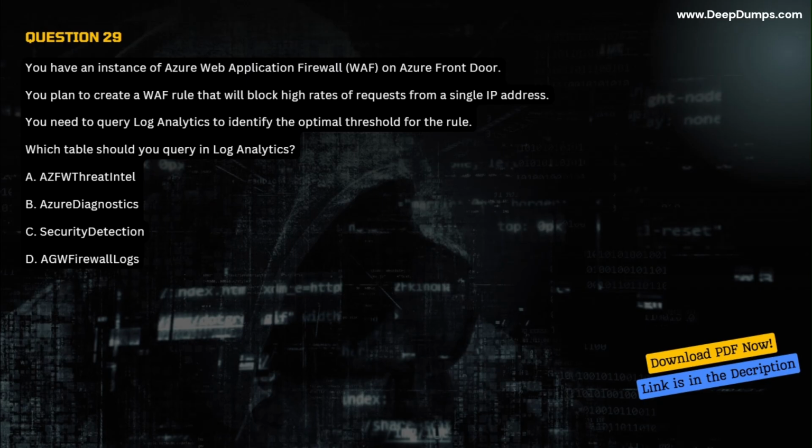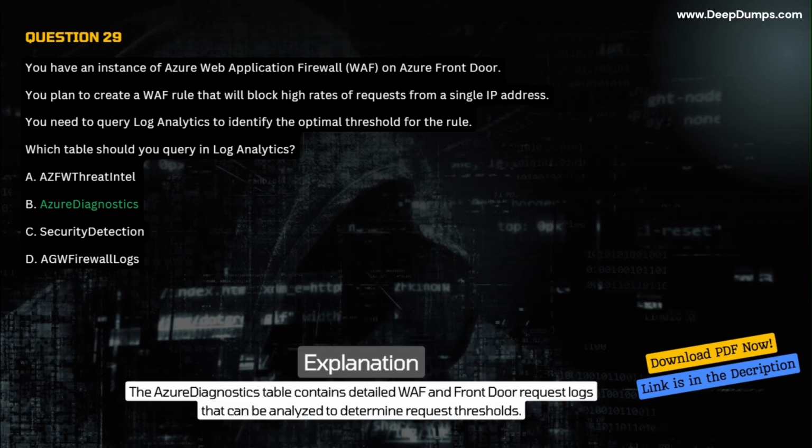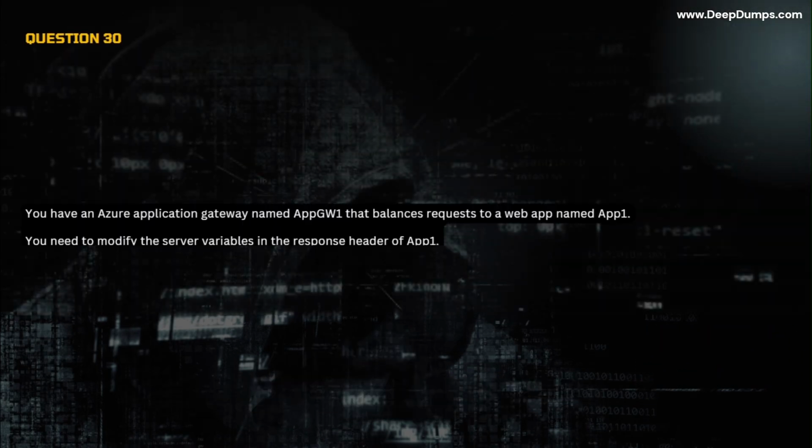A. AZFWThreatIntel. B. AzureDiagnostics. C. SecurityDetection. D. AGWFirewallLogs. Correct answer B. AzureDiagnostics. Explanation. The AzureDiagnostics table contains detailed WAF and Front Door request logs that can be analyzed to determine request thresholds.